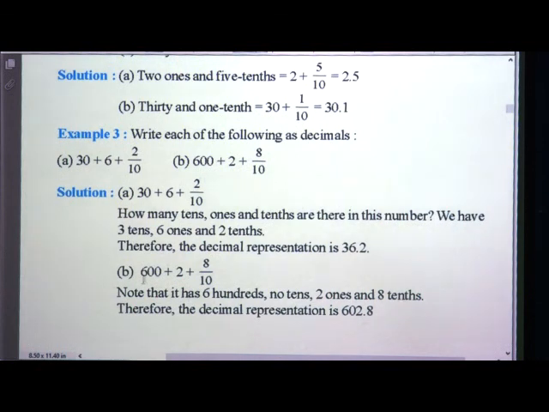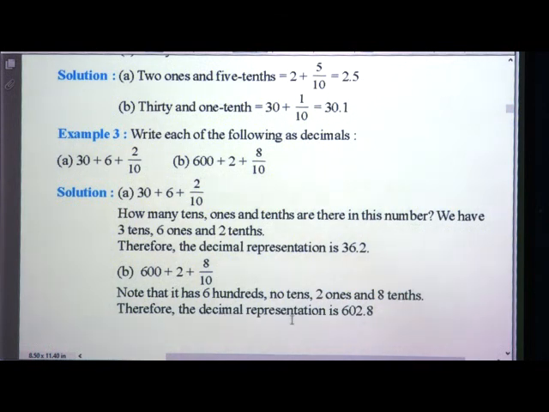Next, 600 plus 2 plus 8 by 10. Now, here we are having the hundreds place. It is a 3-digit number, so it is the hundreds place. In tens place, we do not have anything, no tens. In ones place, we have 2 ones, and in tenth place, we have 8 tenths. 8 tenths means out of 10 we have 8 parts. So, we can write it as 600, no tens, 2 ones and 8 tenths.